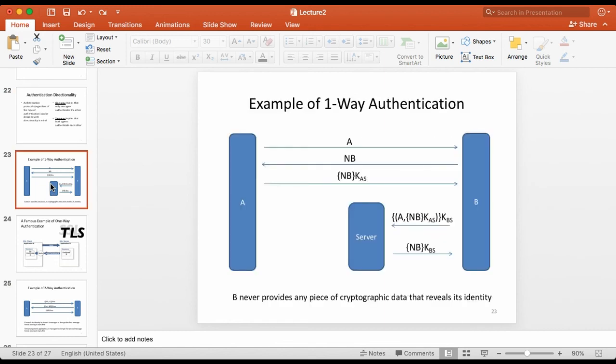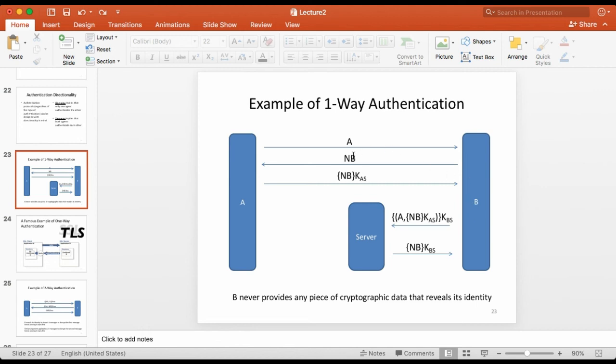So here is an example of a one-way authentication protocol. It's a five-step protocol, or a five-way handshake, in which Alice and Bob are talking to each other, and they're doing so with the help of a trusted third-party server. The protocol starts with A transmitting a message to B saying, hi, I'm A, my name is A, I'm Alice.